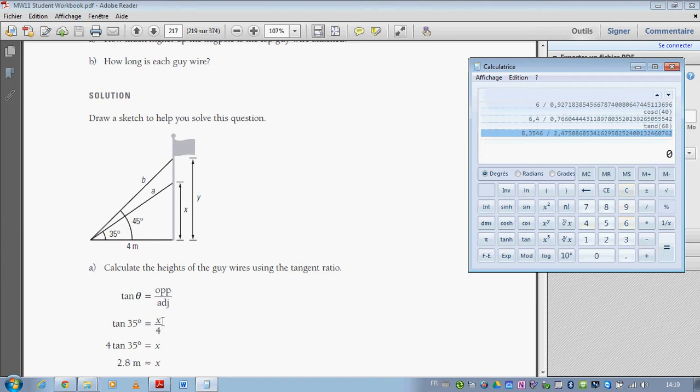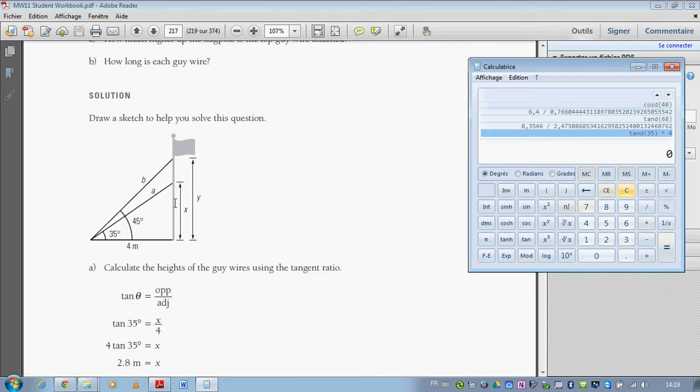So it's x divided by 4, so you get rid of dividing by 4 by multiplying both sides by 4. So this is actually 4 times tangent of 35. I'm going to figure out what tangent of 35 is first, and then I'm going to multiply that by 4. So I got it to be 2.8 meters. So x is 2.8 meters.